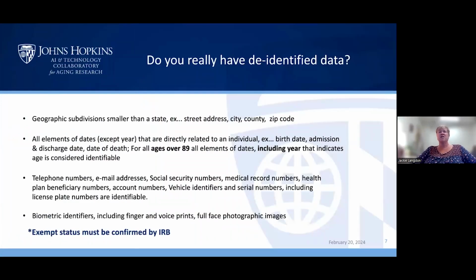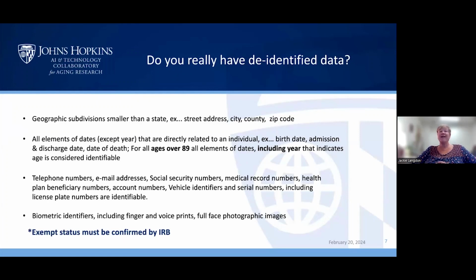I'm just going to call your attention to what is actually considered de-identified data, or rather what is not. You might be surprised to know that any geographic subdivision smaller than a state, if you have the person's zip code, they're considered identifiable. All elements of dates except year of the individual, birthdays, date of death, and so forth.